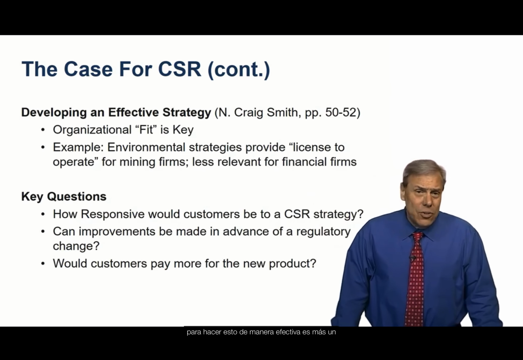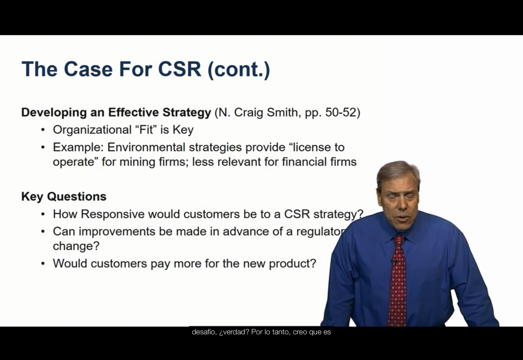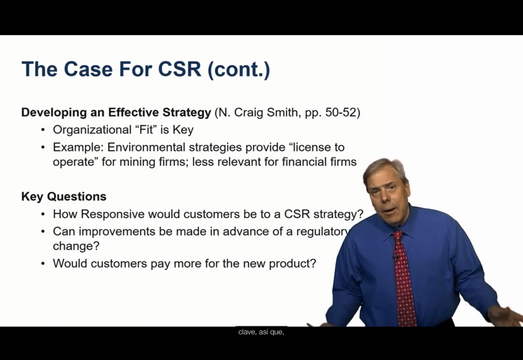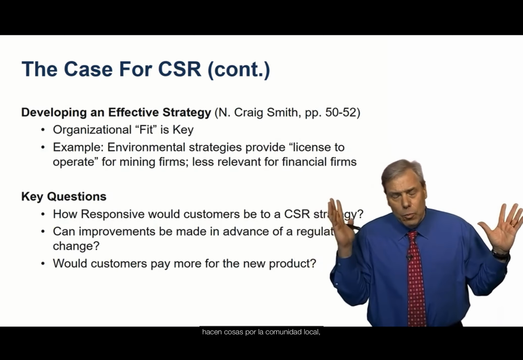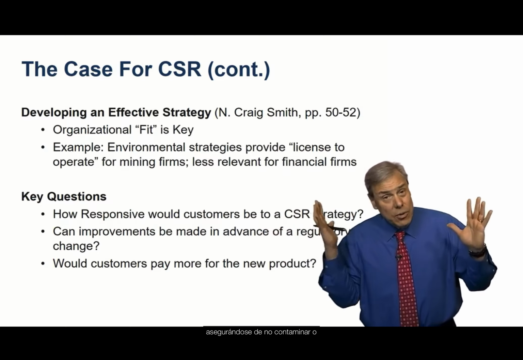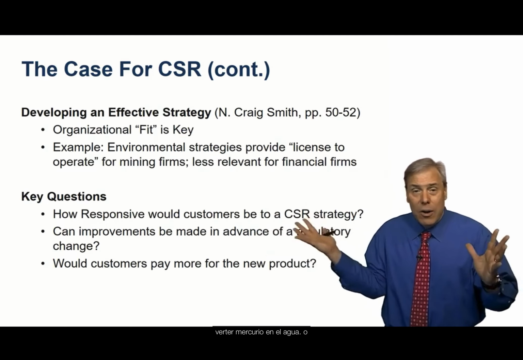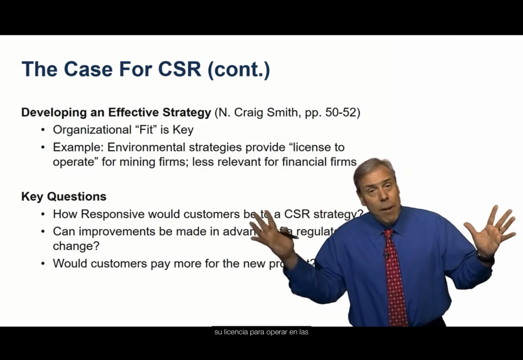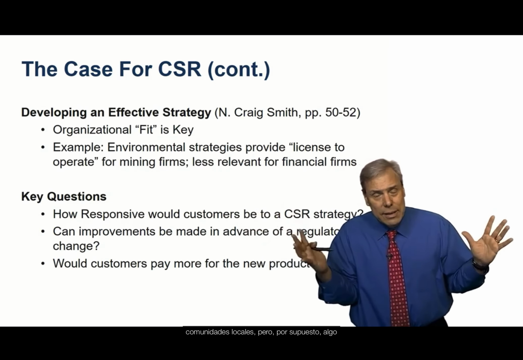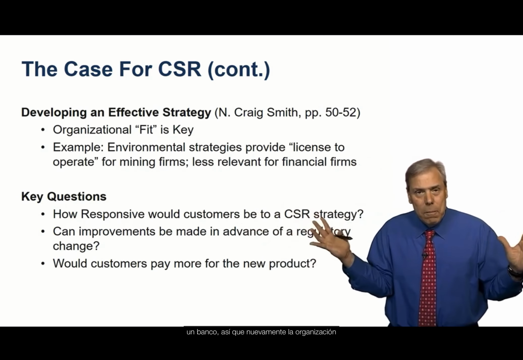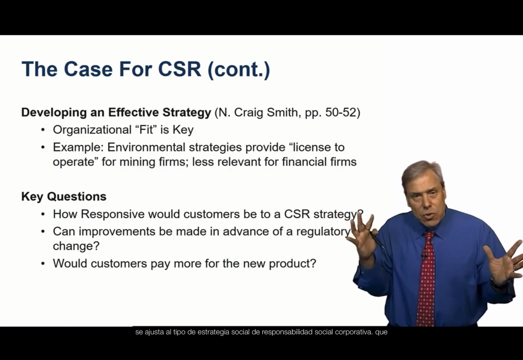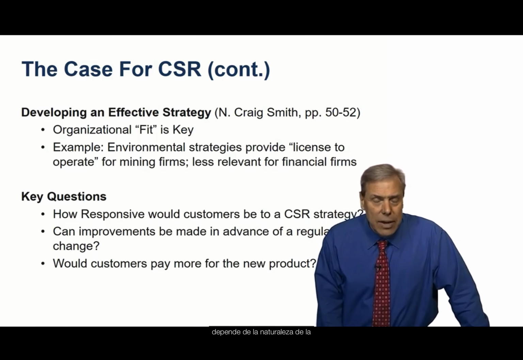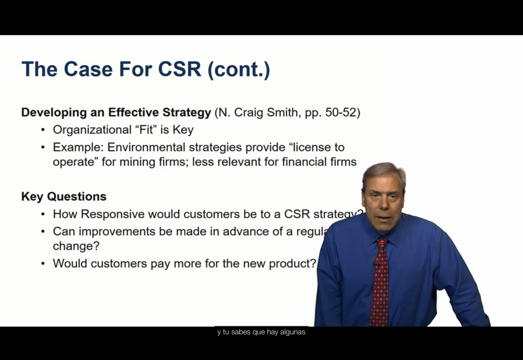Now, to do this effectively is more of a challenge, right? I think it's important that the organizational fit is key. So, for mining companies, doing things for the local community, making sure you're not polluting or putting mercury into the water, would very much help contribute to their license to operate in local communities. But of course, something like that might be completely irrelevant for a bank, right? So again, the organizational fit, the kind of corporate social responsibility strategy a company uses, depends on the nature of the organization. And there are some key questions.